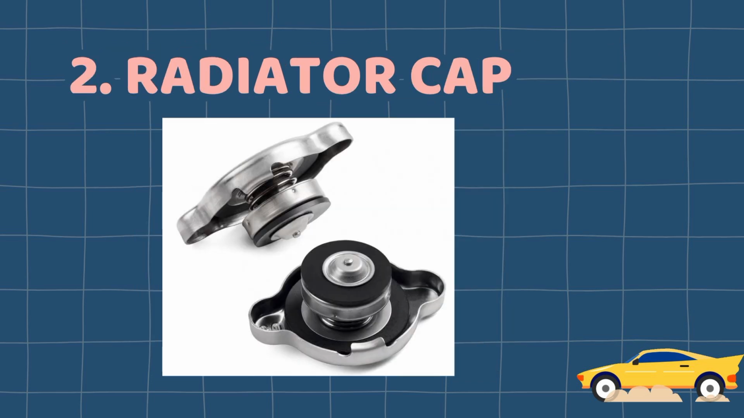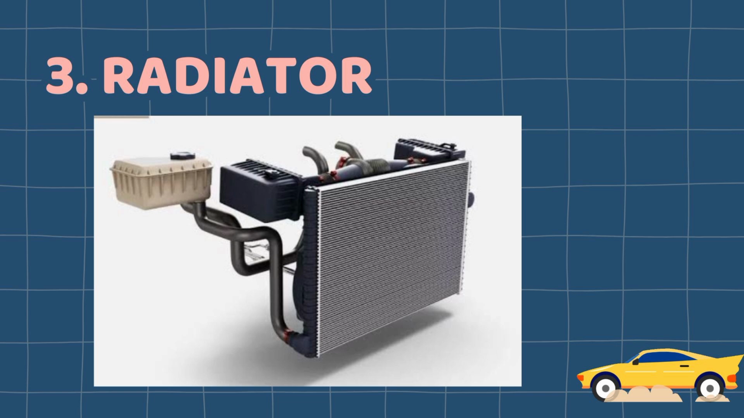It ensures there is always enough coolant in the system. In the diagram is the radiator cap. It is a pressure sealing cap on the top of the radiator. The function of the radiator cap is to maintain pressure in the cooling system to raise the boiling point of the coolant. It also releases excess pressure to the reservoir if it gets too high.